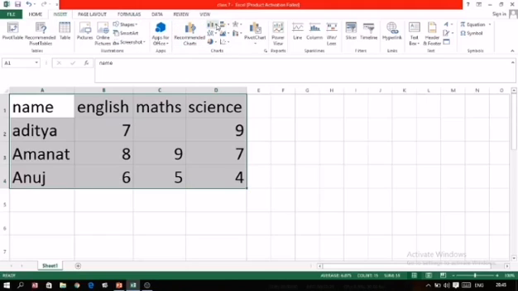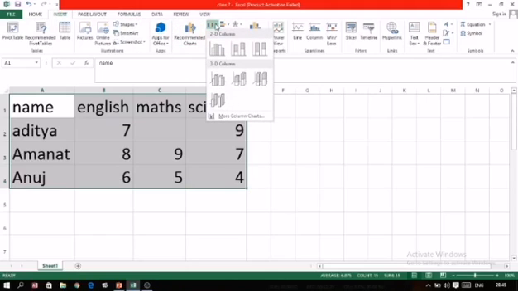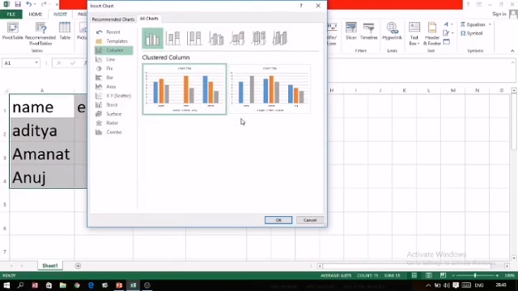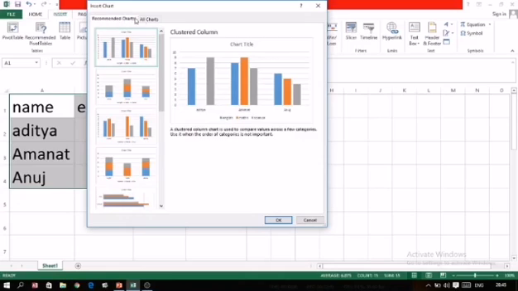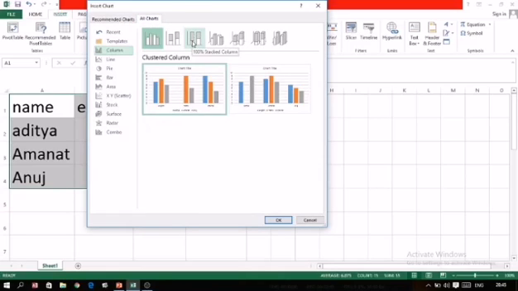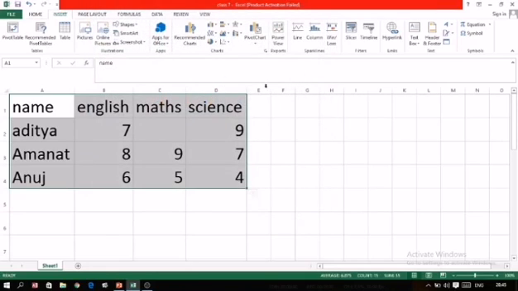Now when I click on this column chart, you can see that different types of column charts are displayed: 2D column chart, 3D column chart. There is a button for more column charts. As I click on it, it will show the different types of column charts. Whatever I want to select, in that way I can select the different styles of the column chart, and accordingly that particular column chart will be displayed.